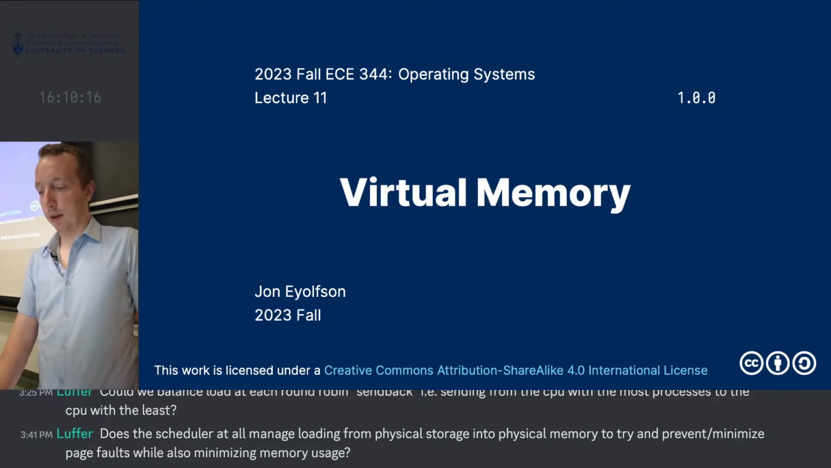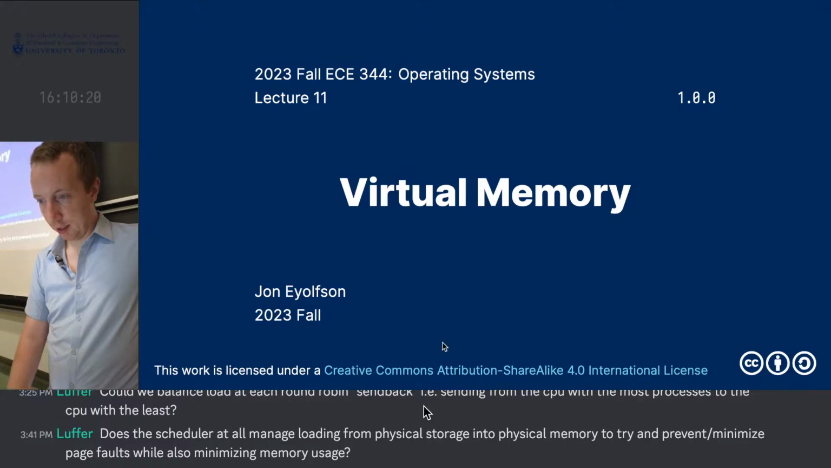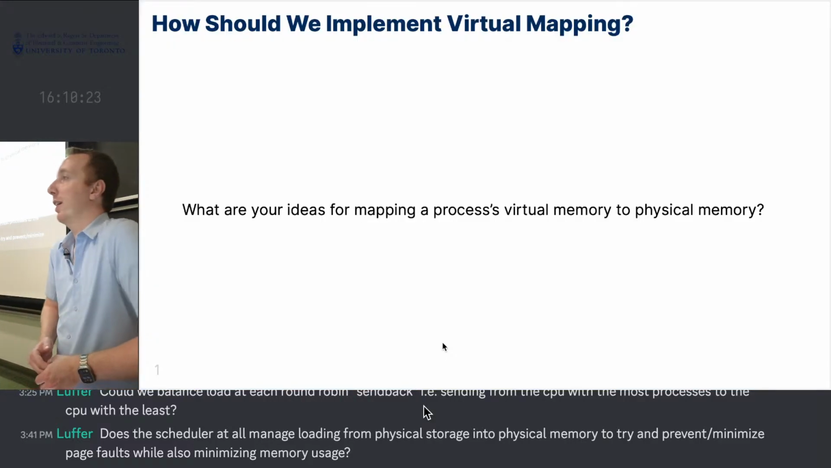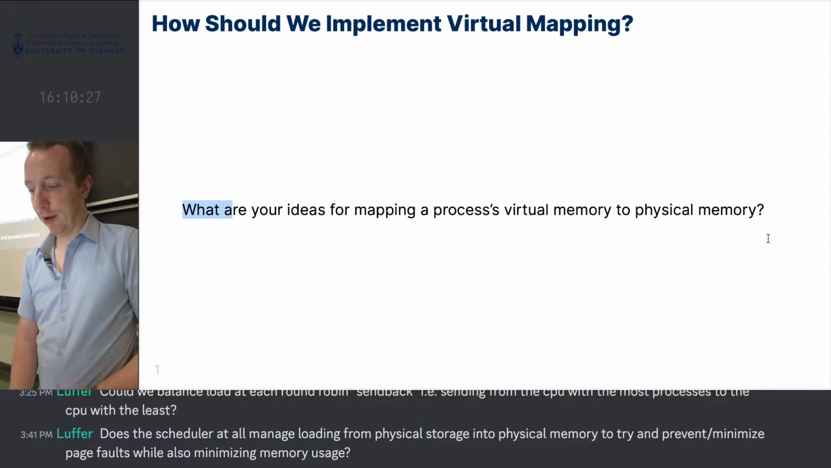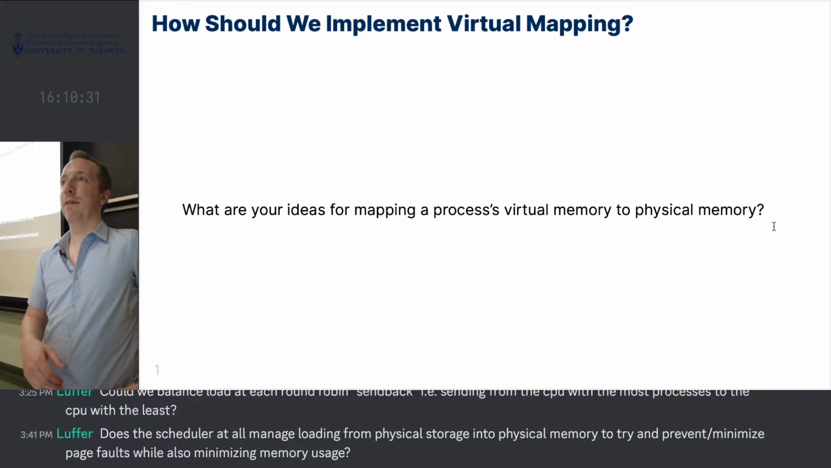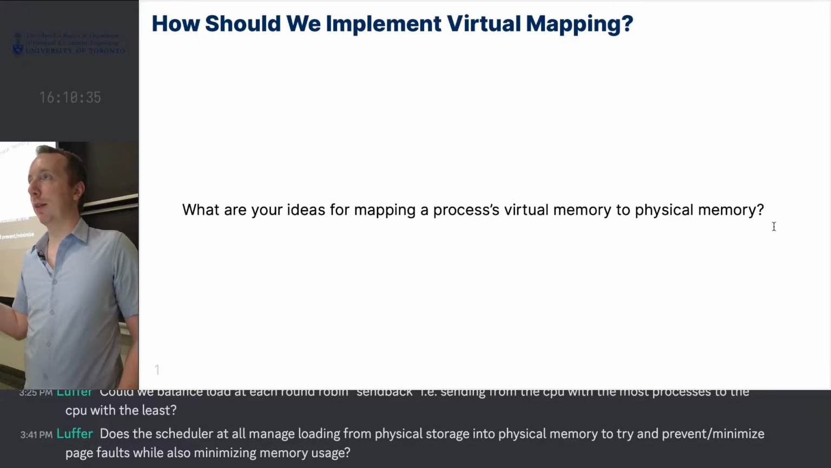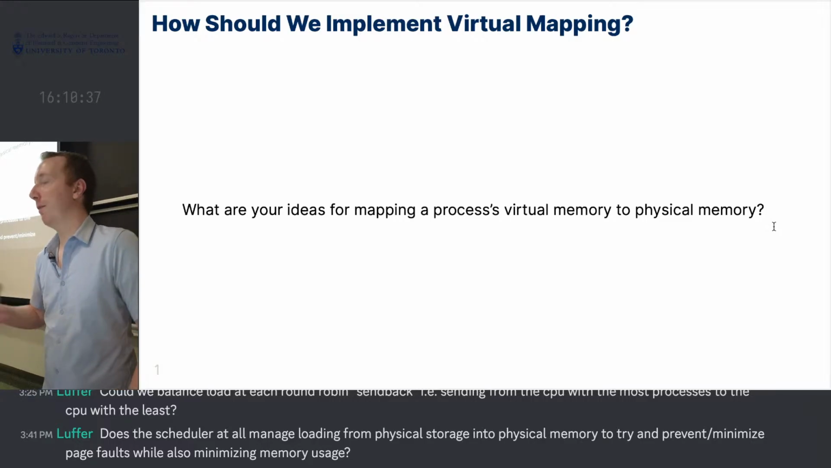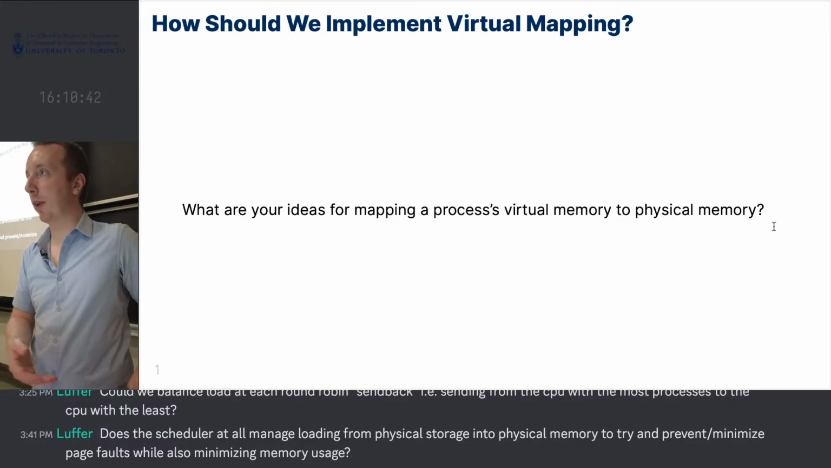So, everyone's favorite topic is about to come up, virtual memory. Before we start that, let's ask a question. How should we implement it? All we have to do for virtual memory is find a way to map virtual addresses, which should be independent per process, to a physical address actually residing in memory.